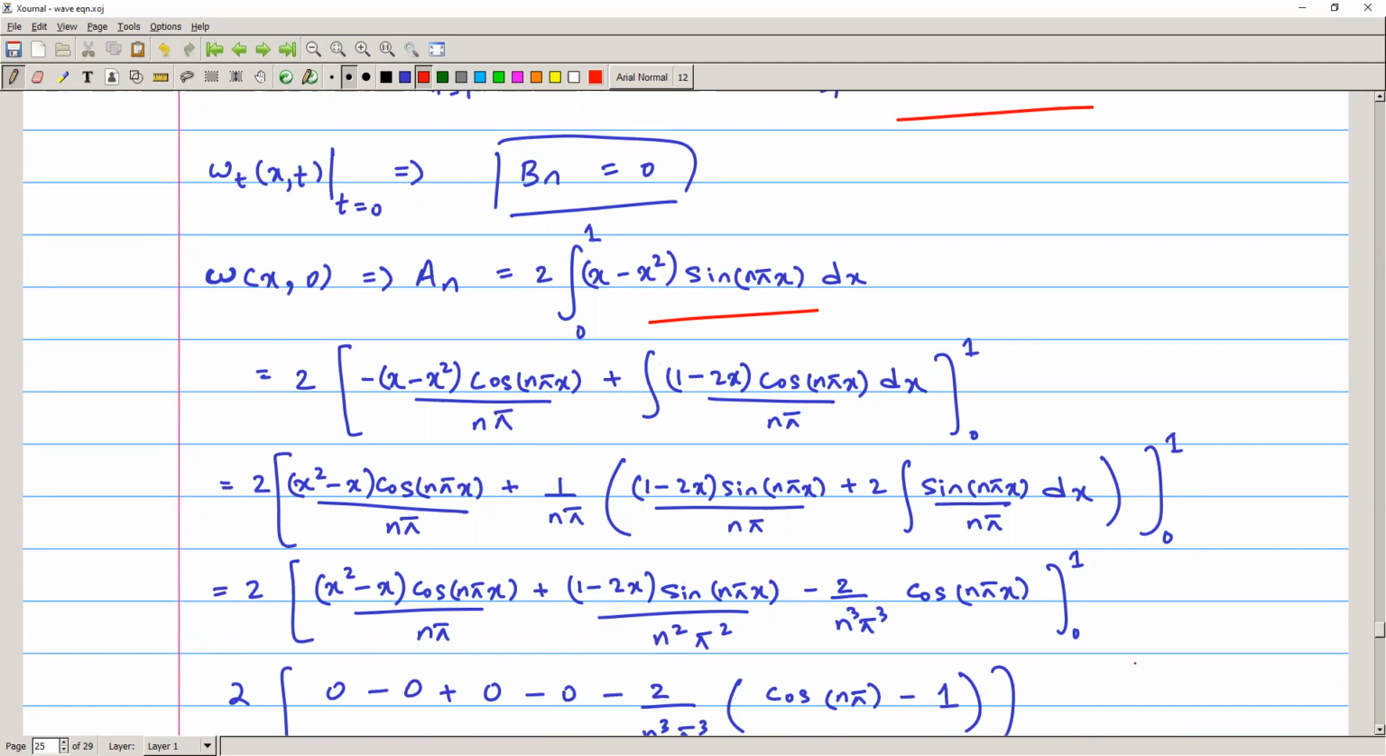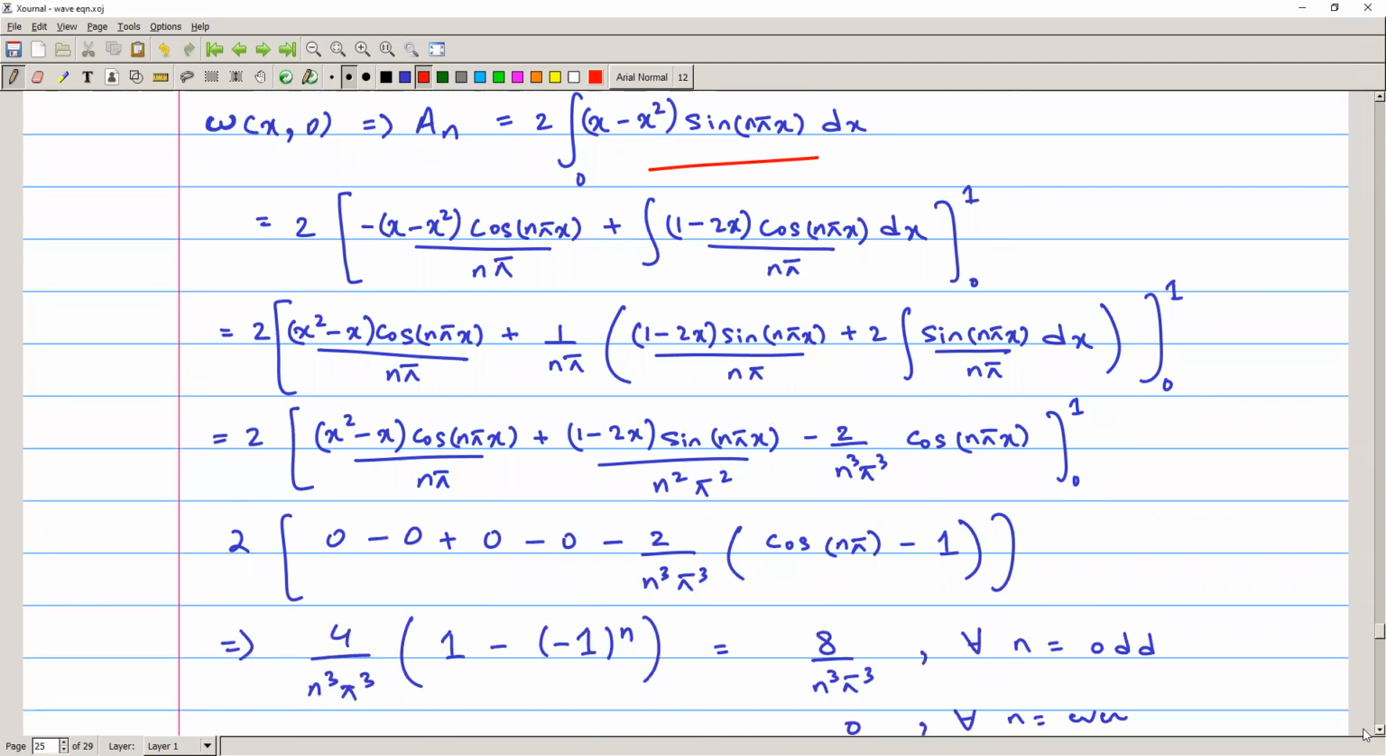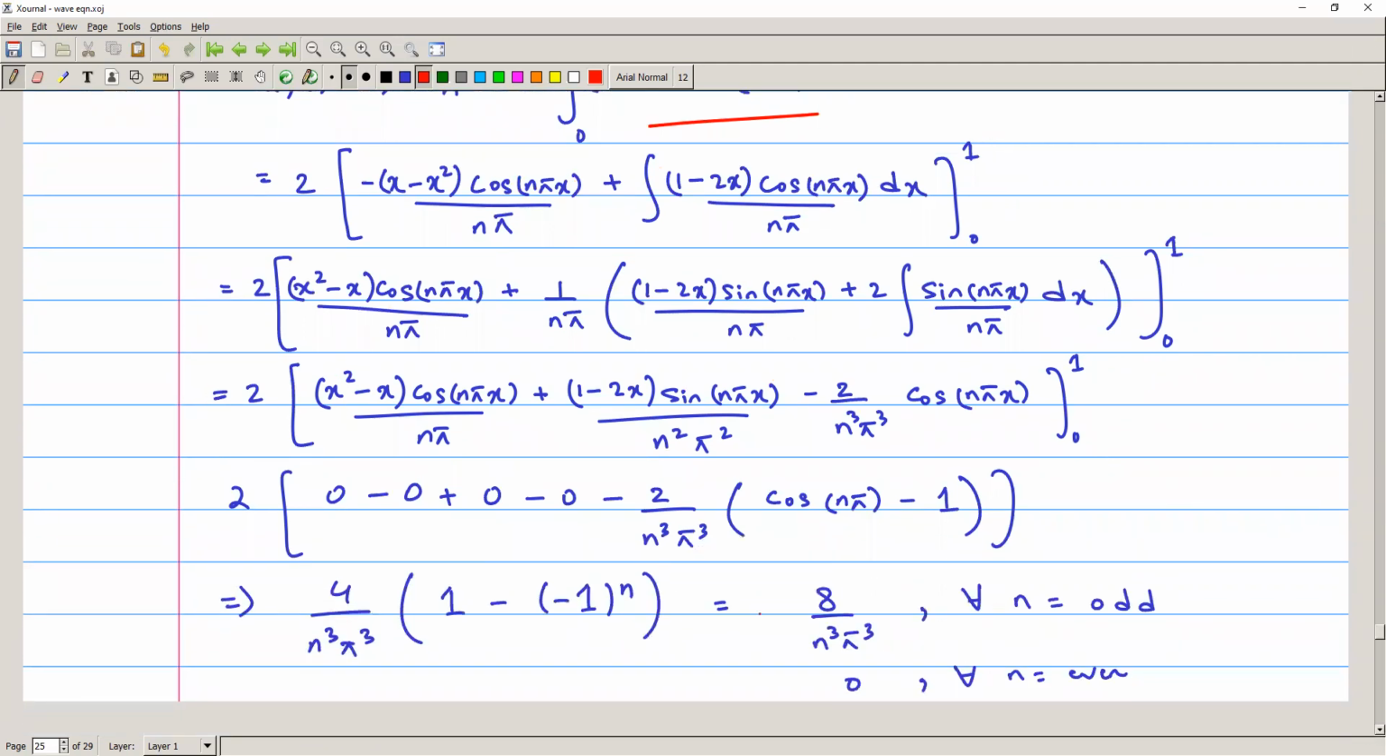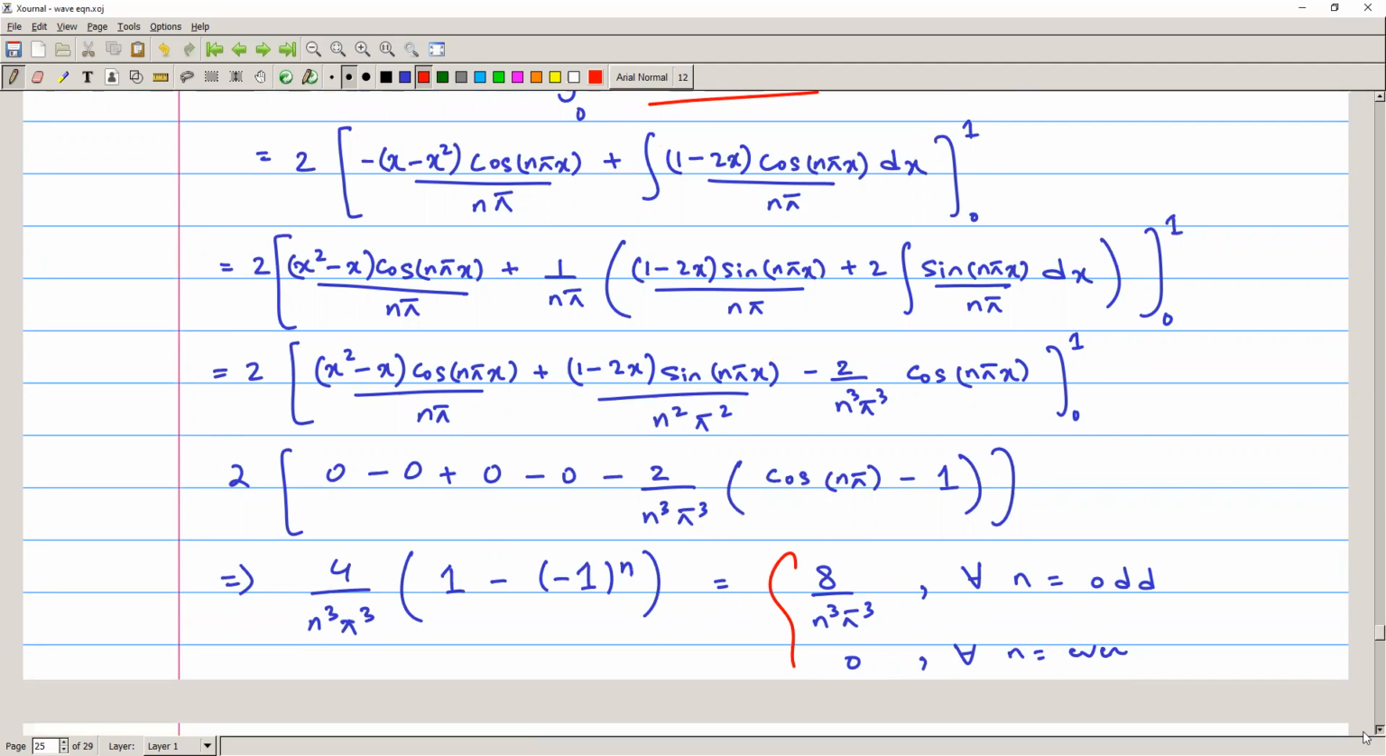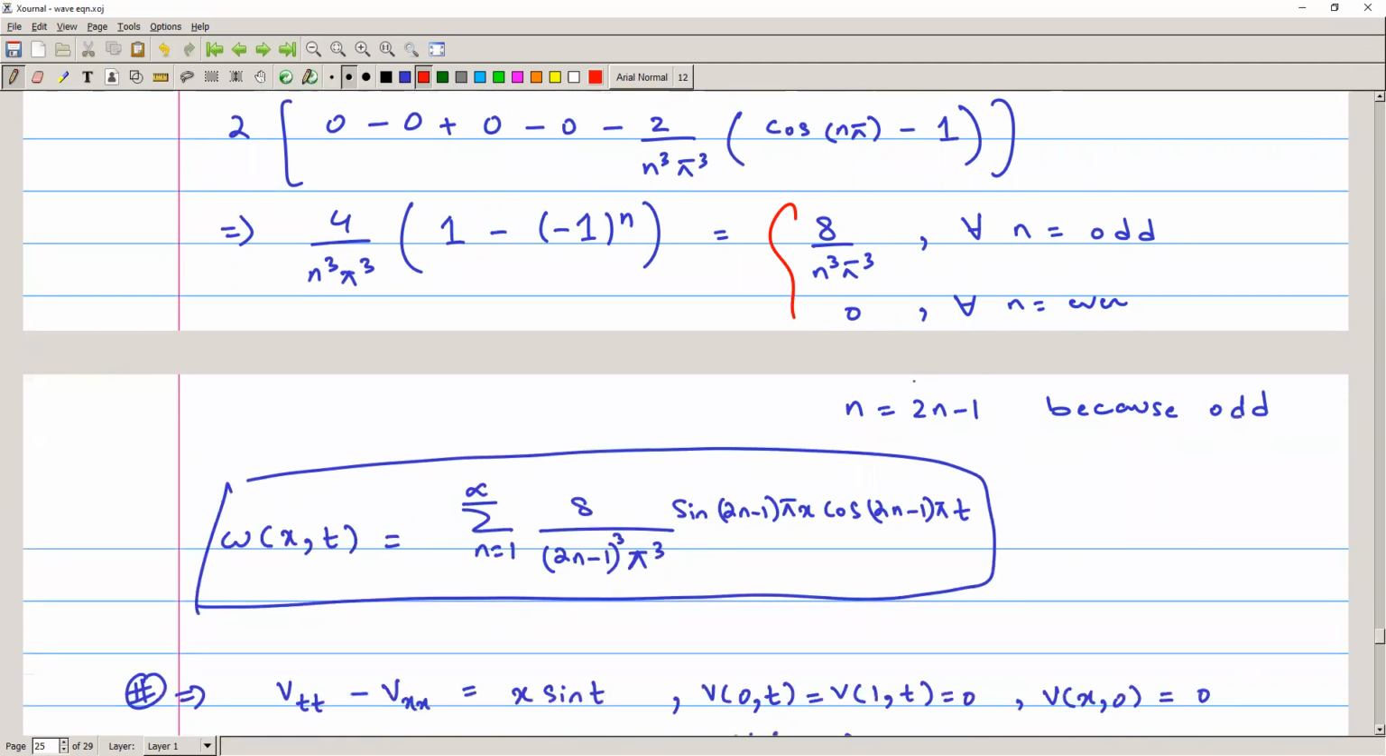Here we solve the integral, and at last we apply the limits, and we get this function: 8 over n cubed pi cubed for all n odd, and 0 for all n even. So we can now put n equals 2n minus 1 because we are dealing with odd numbers only. Therefore we will get w(x,t) equals this function.